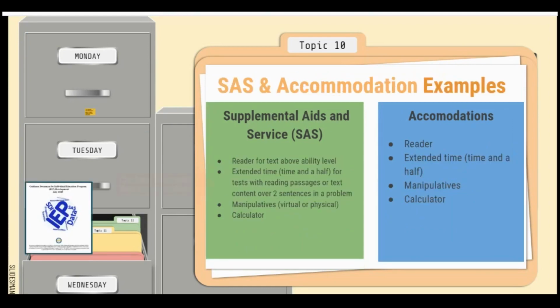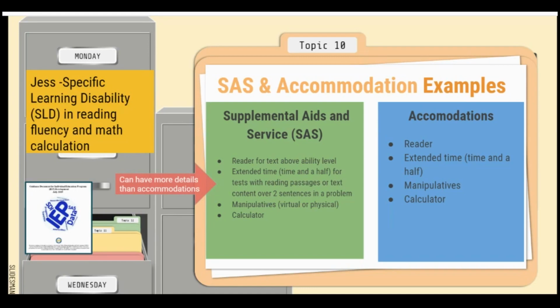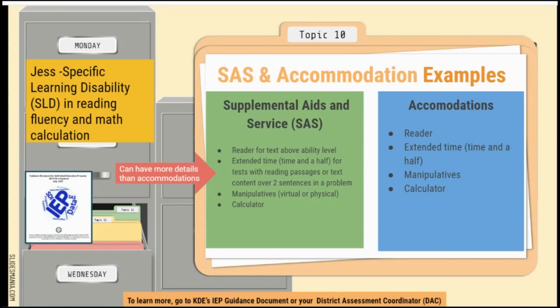The next piece that we want to look at is just some examples. So if Jess has a specific learning disability, SLD, in reading fluency and math calculations, they might have a list of supplemental aids and services that are definitely more detailed than our accommodations. So for this specific example, remember, the deficit is in the area of reading fluency and math calculations. They may have something like a reader for text that is above the student's ability level.